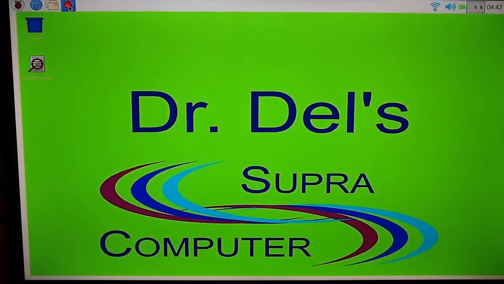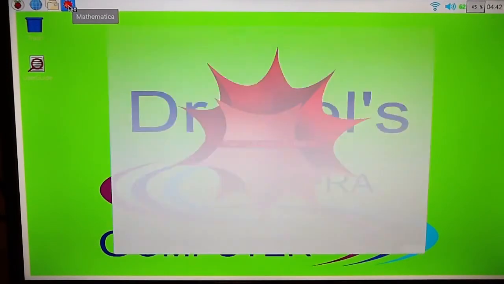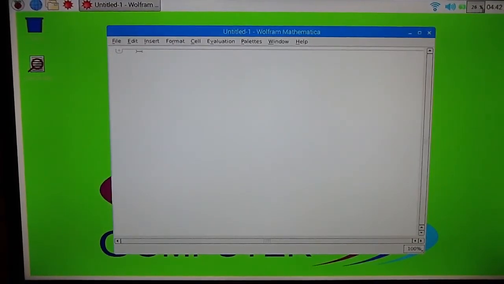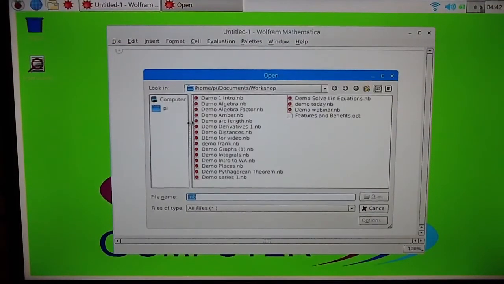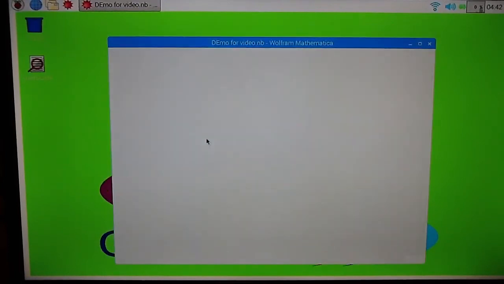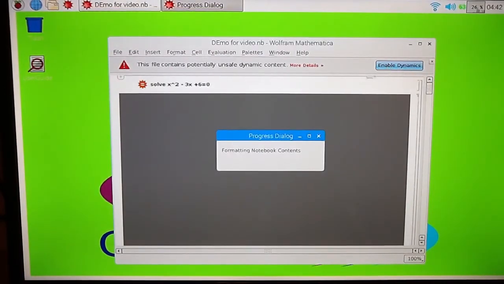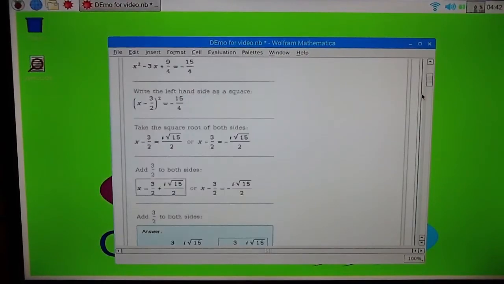Okay, now I come back another day and I want to go back and review my homework that I did. Now, like I said, you can use Wolfram Alpha for free on any computer, but there's no easy way to save the thing, but we've got it saved now. So what I'm going to do is come over here, hit File, and go down and hit Open, and go to the right folder and look for it. Oh, let's see, here's Demo for Video. That's the one we just did together, and it takes a little time to come up. I've got to say Enable Dynamics, and I do that, and just got to wait a little bit here. And it's formatting the notebook contents. It's taking a little bit of time, and there it is. And now I've got my homework back. And this is a really, really valuable thing.